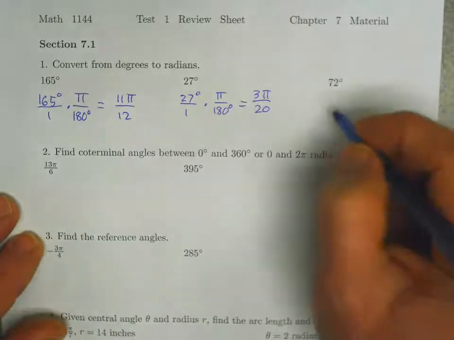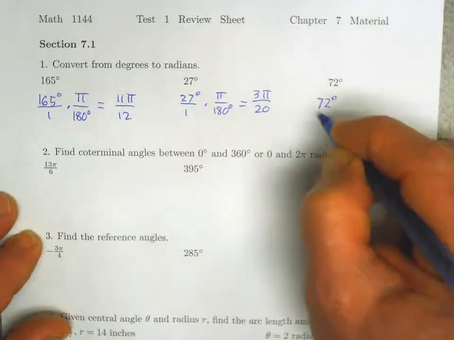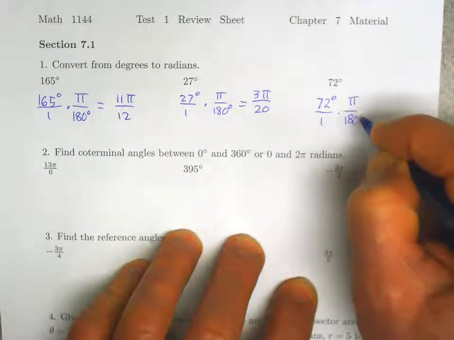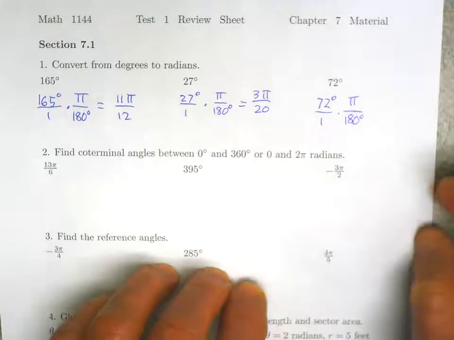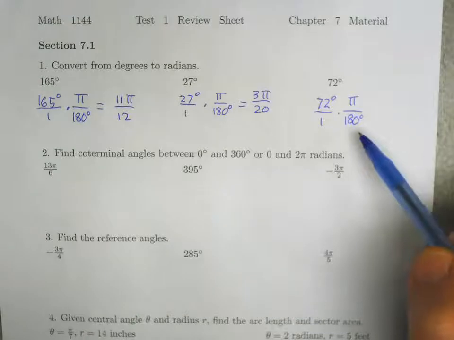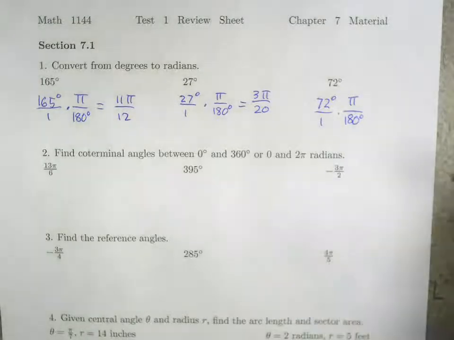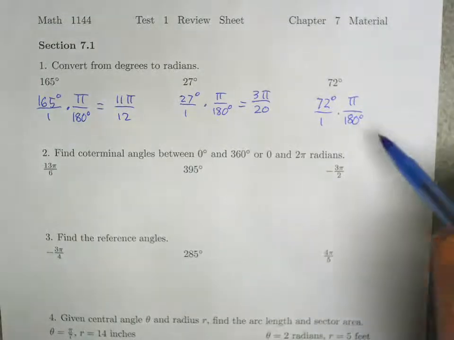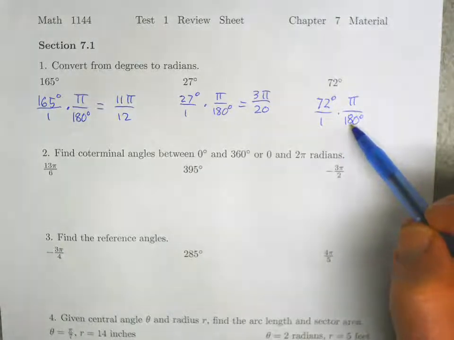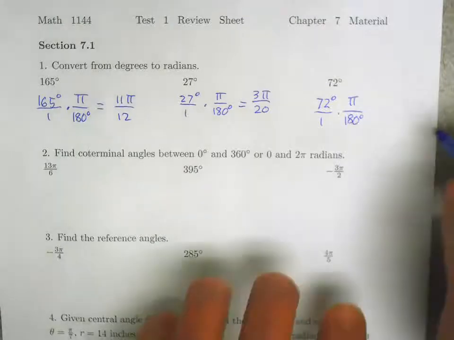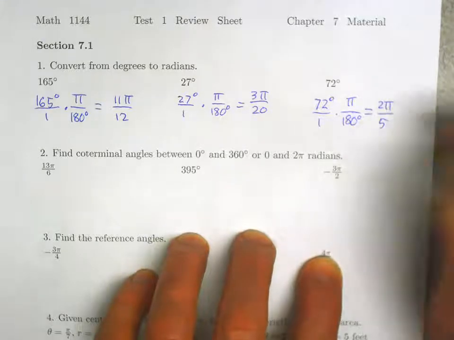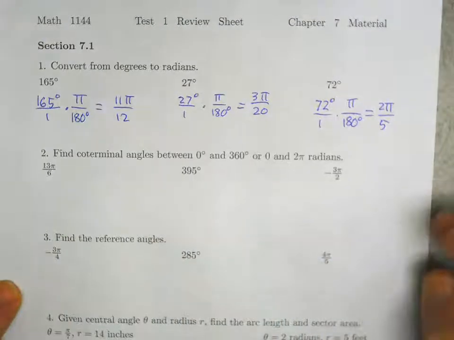And then 72 degrees, multiply that by pi over 180. So let's see, 18, no, even higher than that, 36. 36 goes into 72 twice, and 36 goes into 180 5 times. So this is 2 pi over 5 radians.